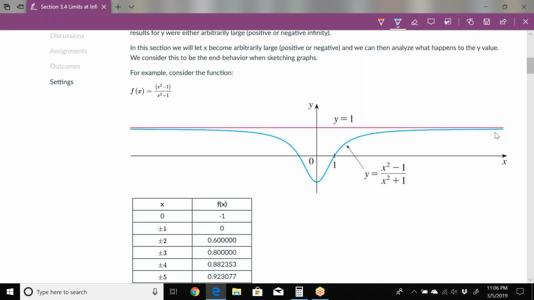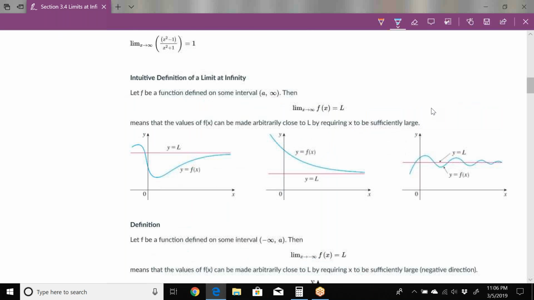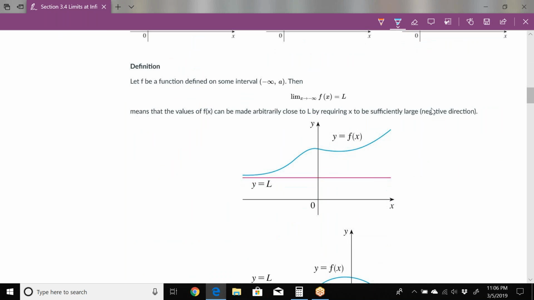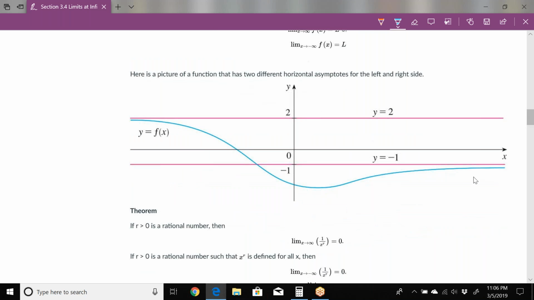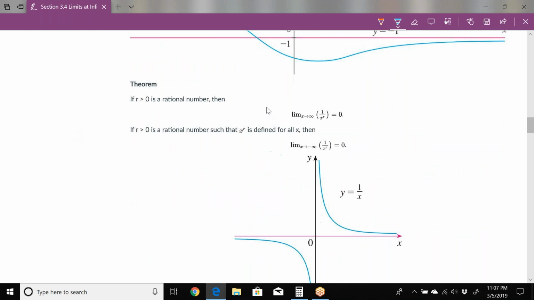Or there'll even be a case sometimes where there is nothing that's really happening, and I'll show you in a minute what I mean by that. When we talk about these, remember we're looking at them from the right or the left, depending on if we're doing positive infinity or negative infinity. Here are just the picture reminders of what we were talking about in class today. We said that if the limit actually exists, so we get an L value, a number, that would be y equals L, and it is the horizontal asymptote. Then we had this picture where someone had two different horizontal asymptotes, one for the right side, one for the left.